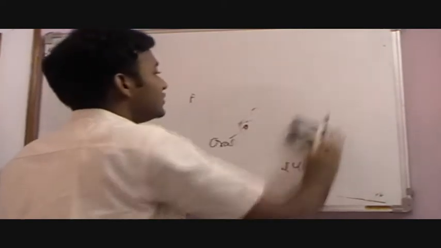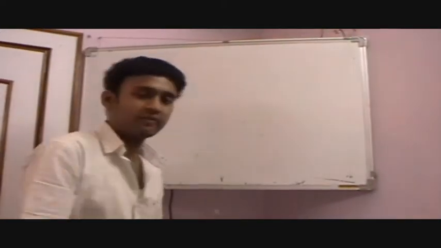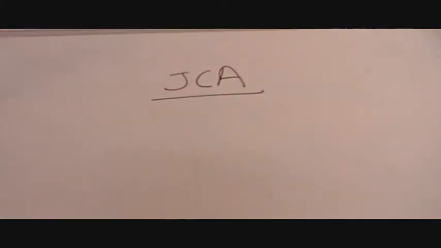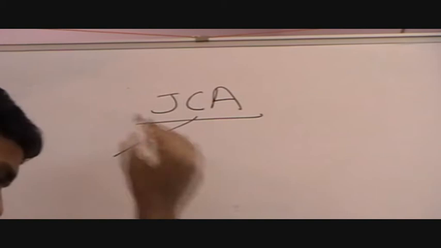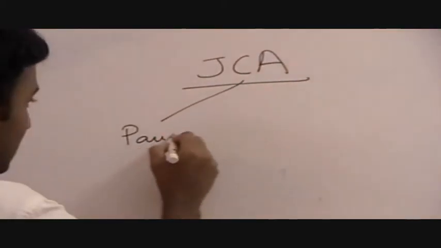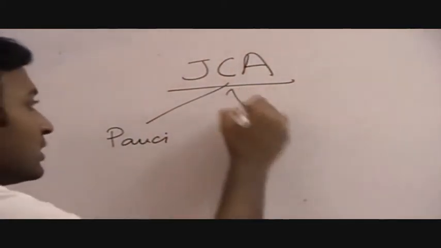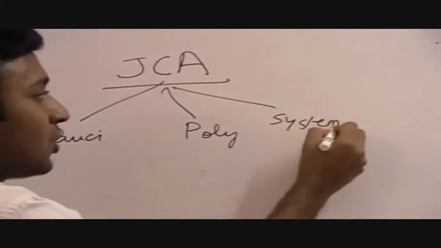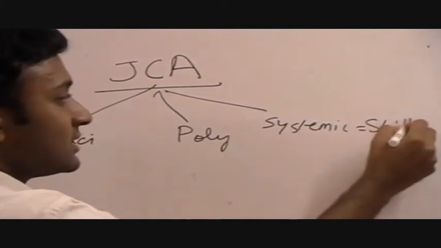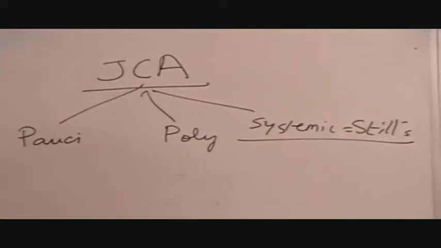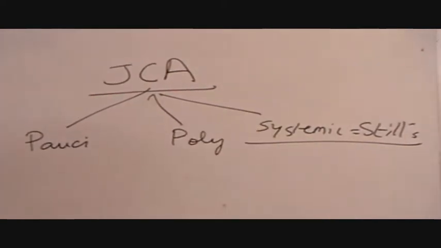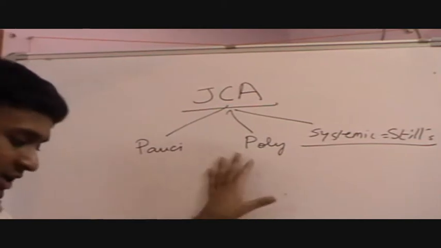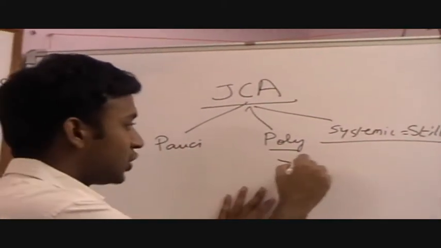The next one is JRA, which has lots of names: juvenile rheumatoid arthritis or juvenile chronic arthritis. There are three types. One is pauci-articular, polyarticular, and systemic. The systemic is called Still's disease. What is Still's disease? Systemic JCA or JRA, systemic, Still's, S for S. Poly, where more than 5 joints are involved.